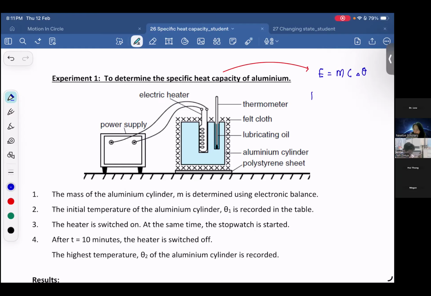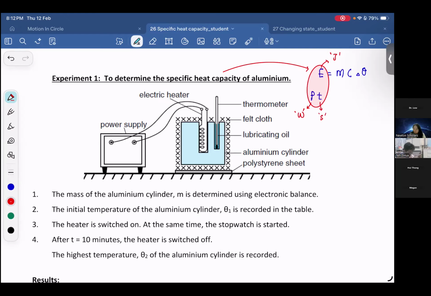Last week I did mention P times T. Still remember? E is actually PT. So E equals P times T. Don't forget that energy is in joule, the SI unit, so the power must also be in the SI unit, which is watt. If the question gives you kilowatt, please convert it; kilo is a prefix, okay? Then the time, if the question gives you minutes, we have to convert it into seconds.